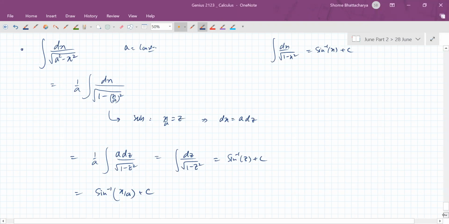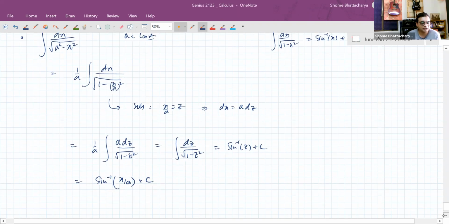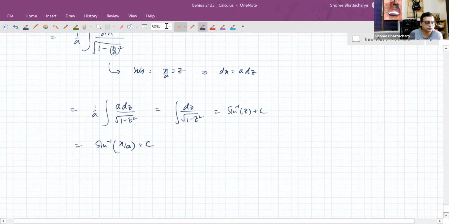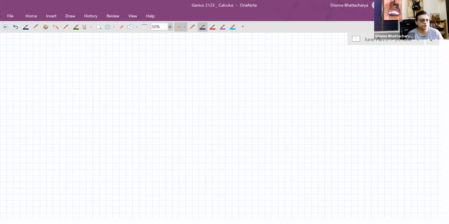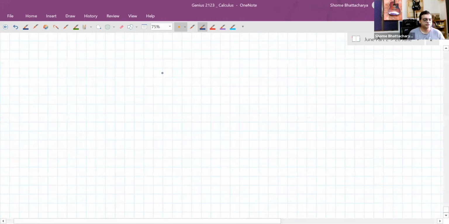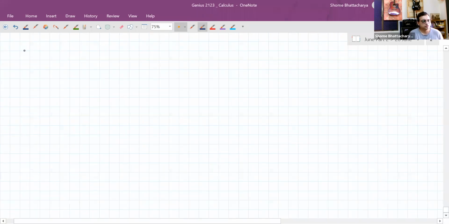Okay, so just as a final example, let's see when we apply this to a definite integral, how it works out. For example, we have something like this. We want to do the integration of dx upon 9 plus x square from x equal to 0 to x equal to 3.